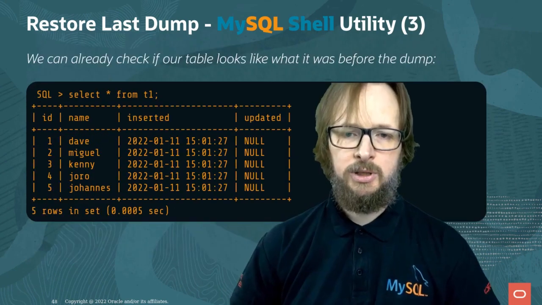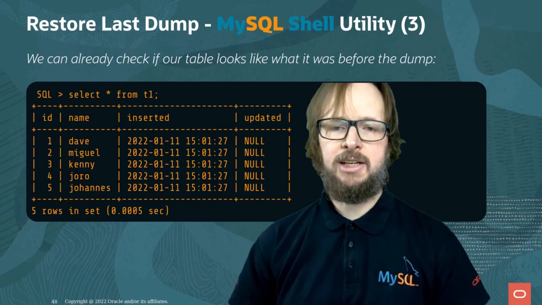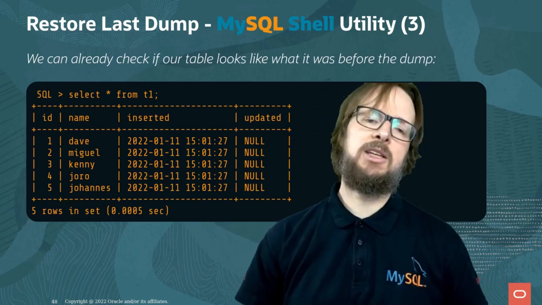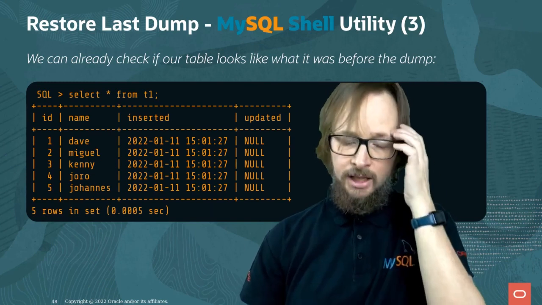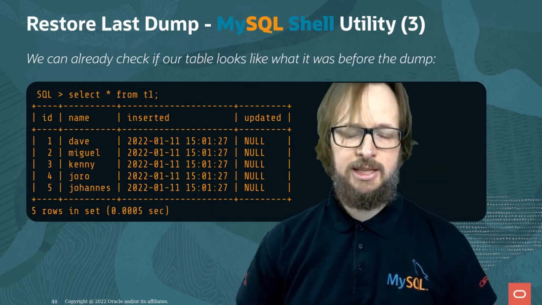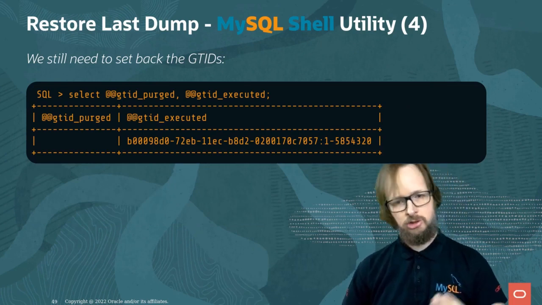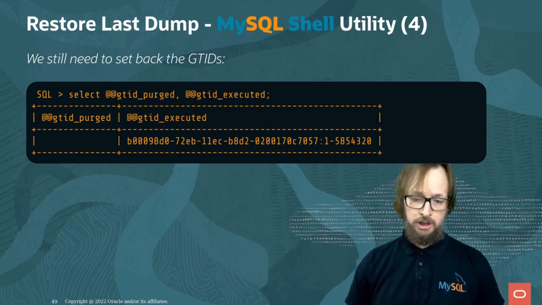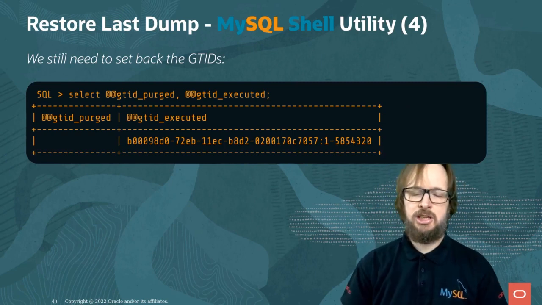And we can already check what the table looks like after the dump. So we can see here, we have the table like it was at the dump backup, right? Now, we still need to set back the GTID. So if we check the GTID purged and the GTID executed, because we haven't done anything, the system still has the GTID executed. It has up to when we stopped the application.